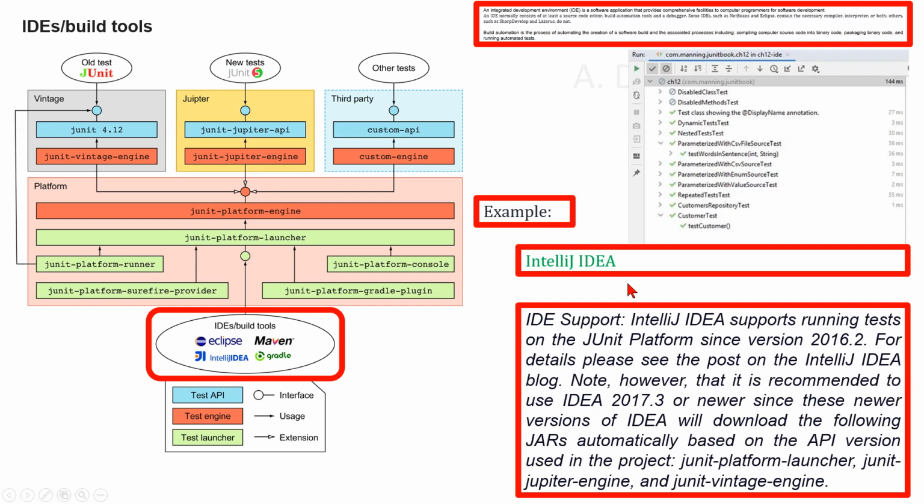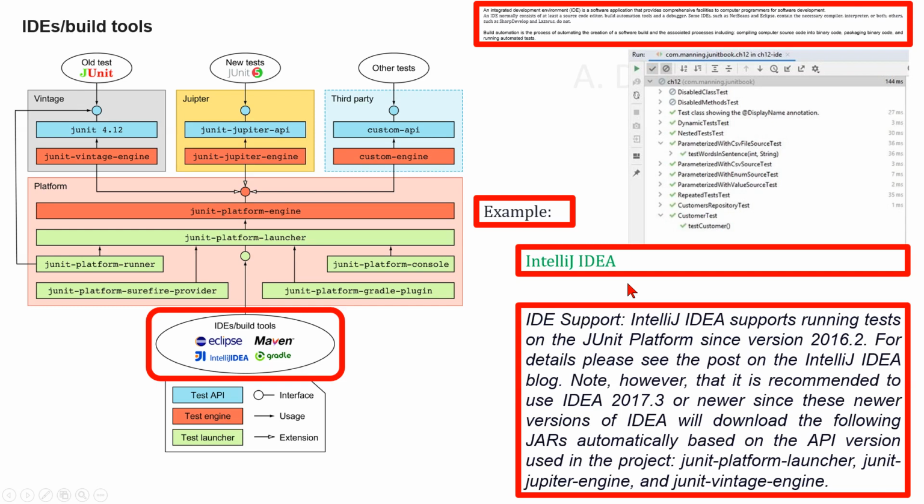these newer versions of IDEA will download the following jars automatically based on the API version used in the project: JUnit Platform Launcher, JUnit Jupiter Engine, and JUnit Vintage Engine. IntelliJ IDEA releases prior to IDEA 2017.3 bundle specific versions of JUnit 5. Thus, if you want to use a newer version of JUnit Jupiter, execution of tests within the IDE might fail due to version conflicts.